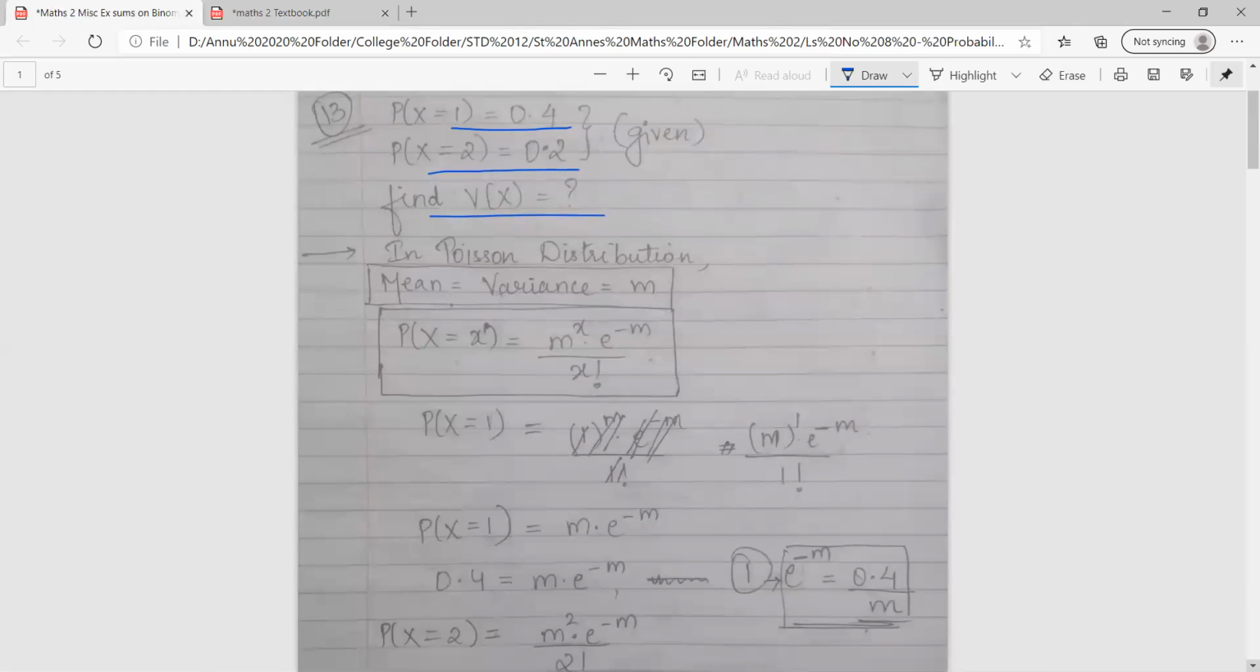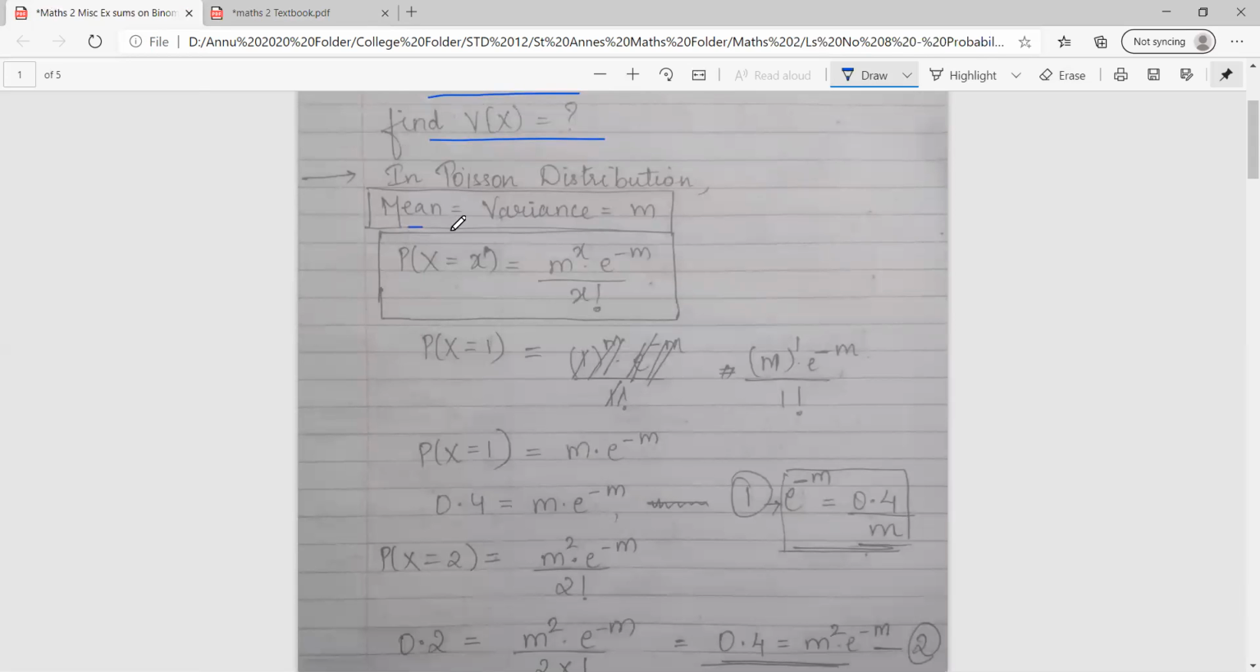So class, in Poisson distribution, mean is equal to variance is equal to parameter m. So first, we'll start with the basic formula of Poisson distribution. So class, remember the tune? Last time I taught you all. So what was the tune for learning the formula of Poisson distribution? M raised to x into e raised to minus m upon x factorial. Repeat again, class. M raised to x into e raised to minus m upon x factorial.